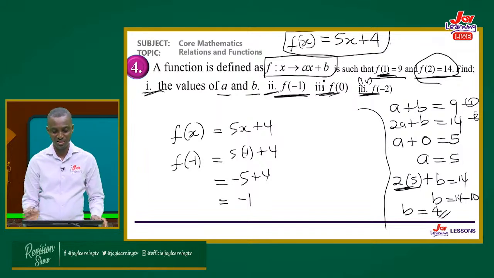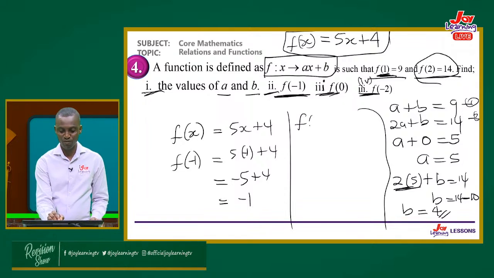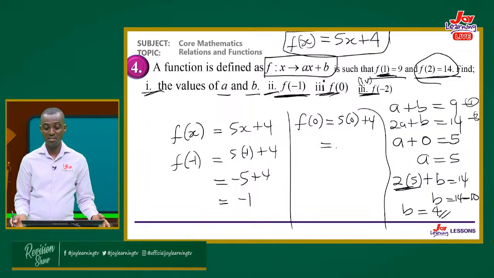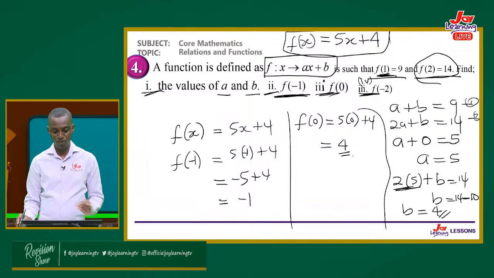Garbage in, garbage out. Okay, let's put in 0 and see. So f of 0 also will give us 5 times 0 plus 4. That rather is not giving us 0, surprisingly. So the answer is 4. So f of 0 is 4.